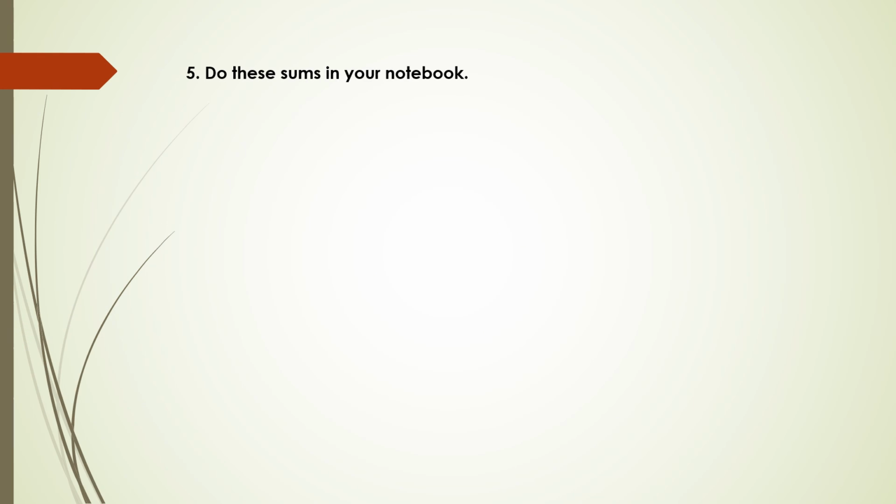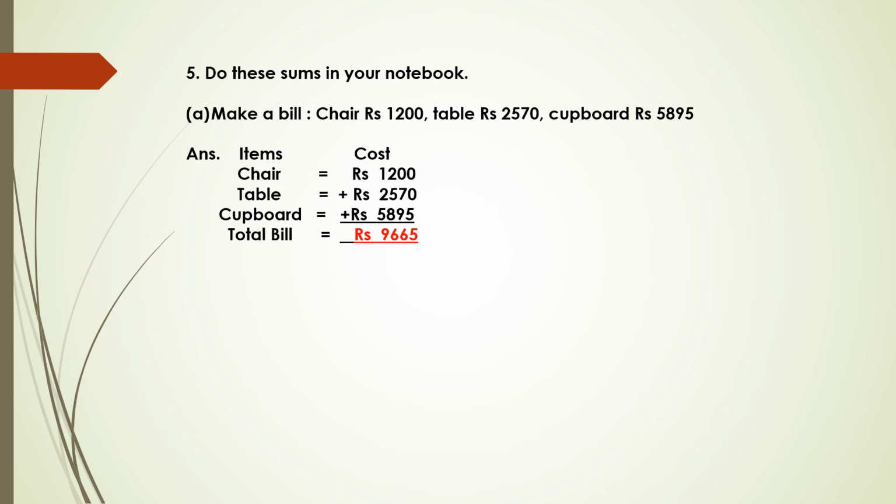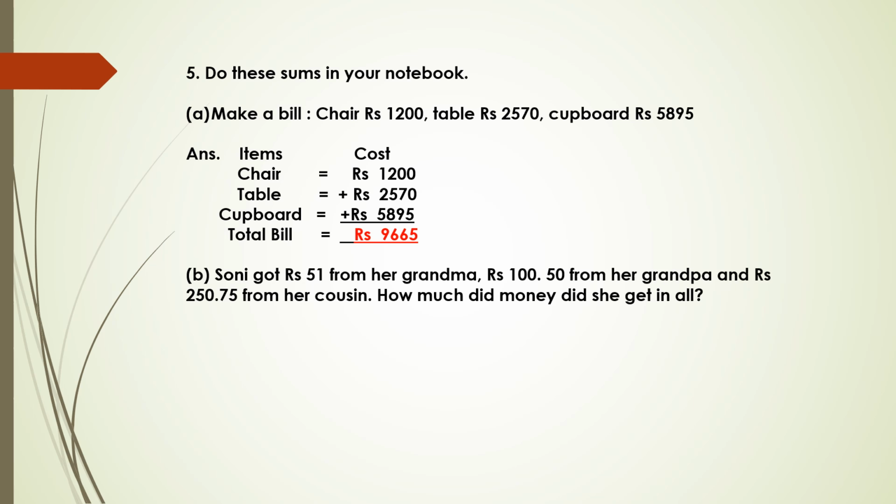Now question 5, do the sums in your notebook. A part, make a bill, children. Again here the cost of the chair is given as 1200, the table cost is 2570 and the cupboard is rupees 5895. Now because you are making a bill, you have to add all these items. So chair, table, cupboard, when you add it, you will find the bill of rupees 9665.